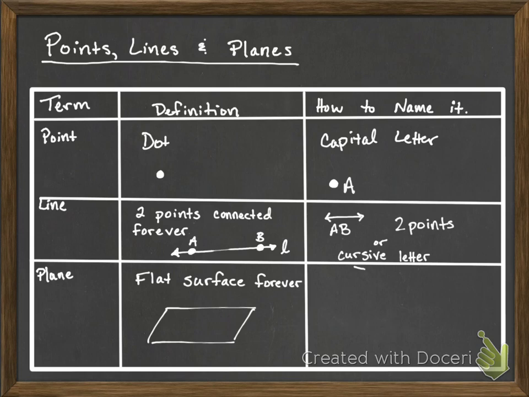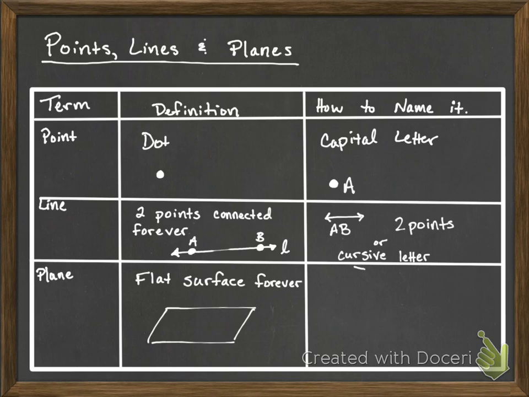Like this wall is a plane. That wall in the back is a plane. The floor is a plane. Pretend the floor extends forever. That would be a plane. The whiteboard over here, that would be a plane. It's a flat surface. Your desk is a raised plane off the floor. So a bunch of different planes out there.